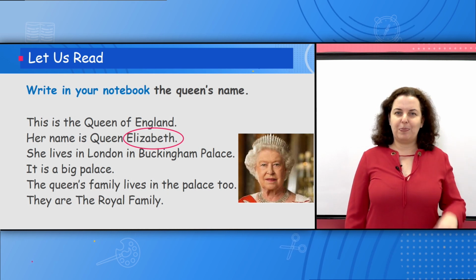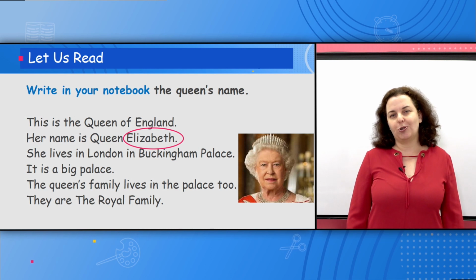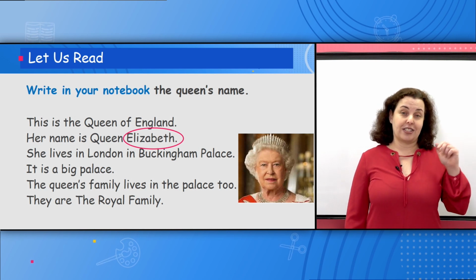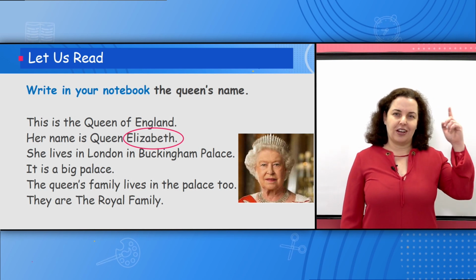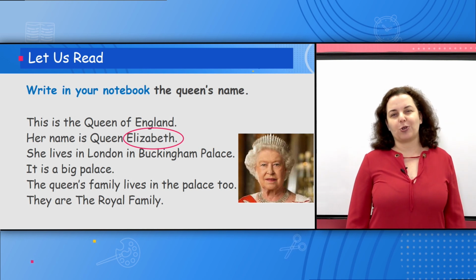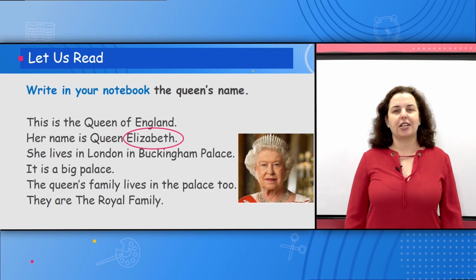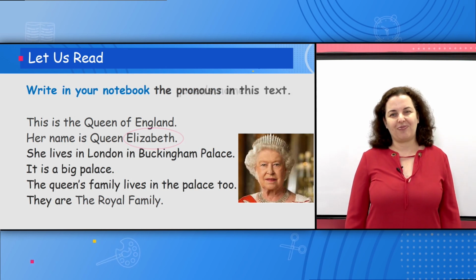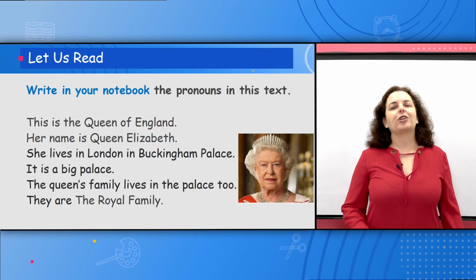Do you remember the picture? The first picture I showed you in the lesson? It was Queen Elizabeth with the cup and saucer on her head. This was also Queen Elizabeth, and here she is with her crown. Let's look at this text now.